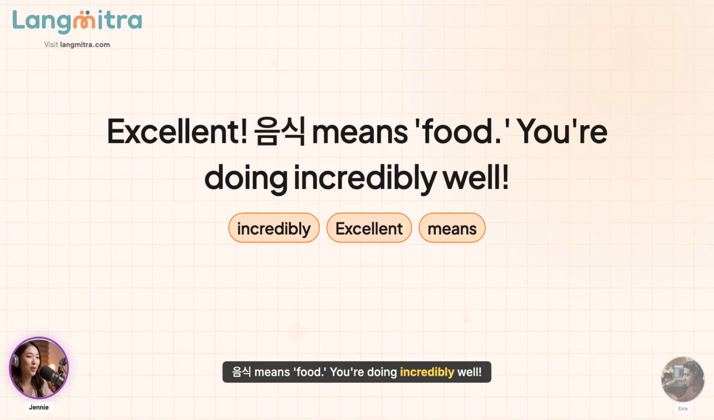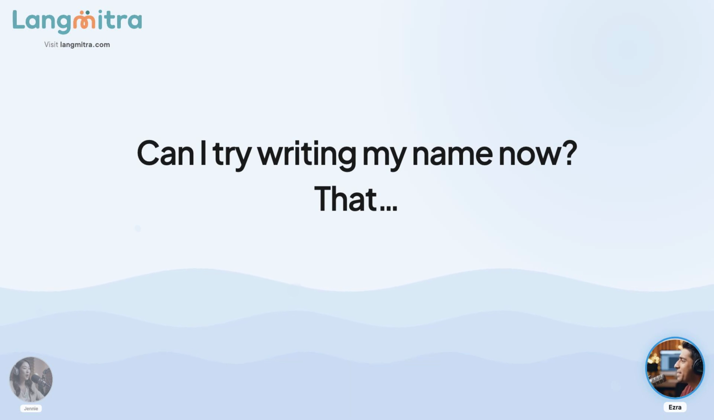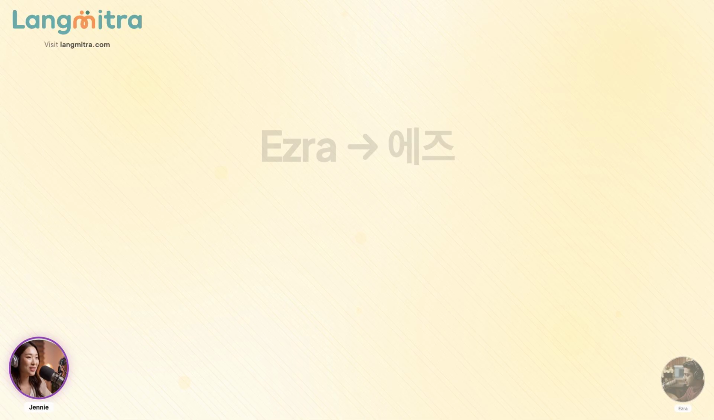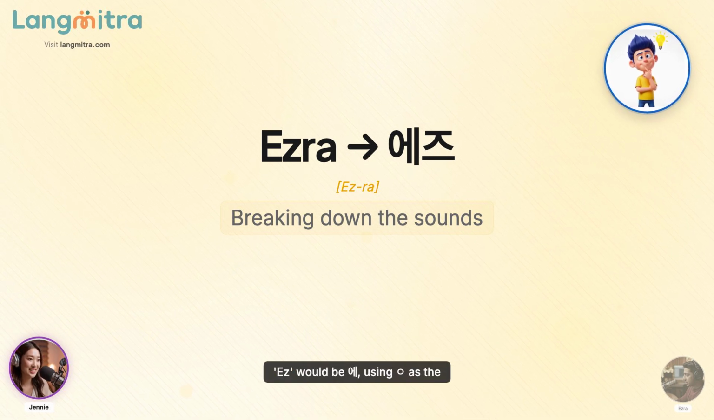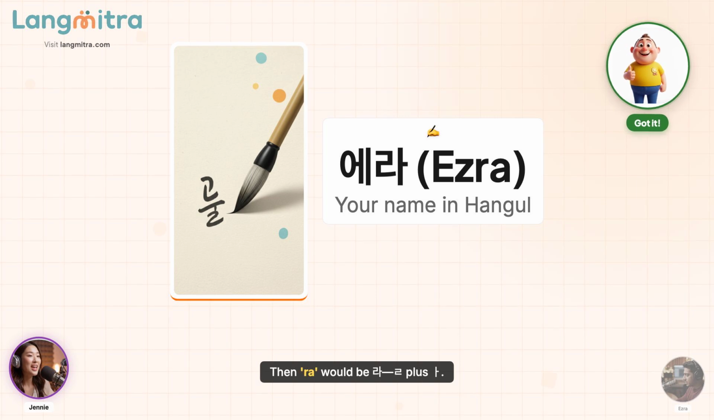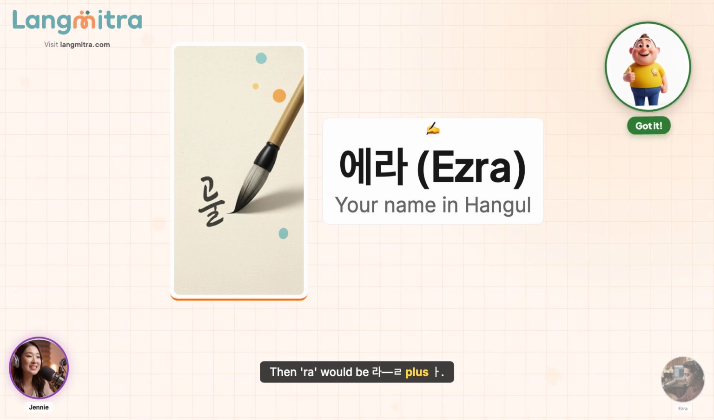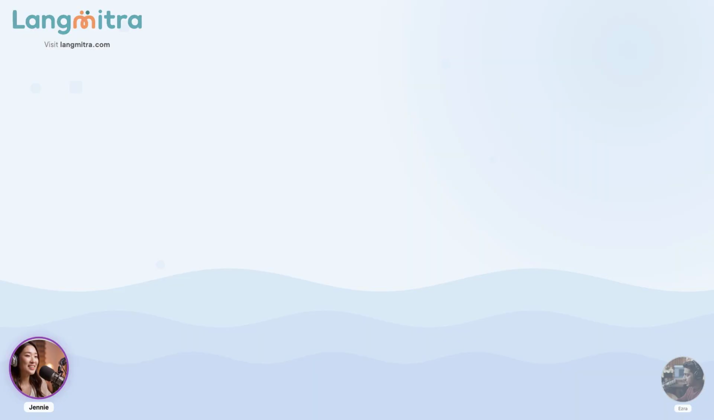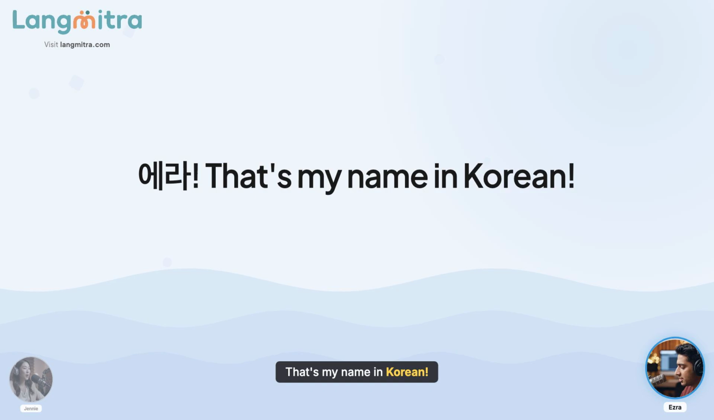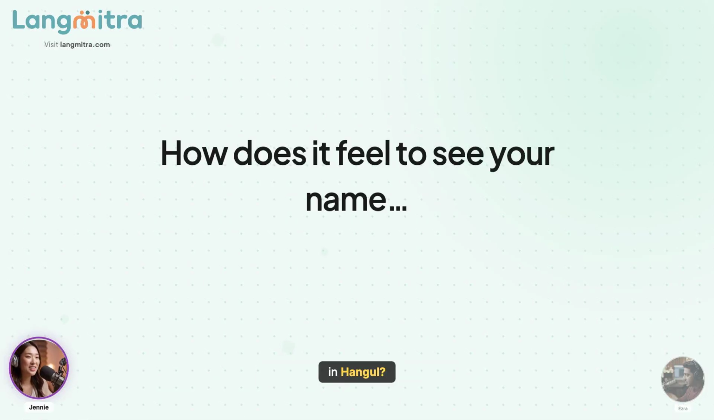You're doing incredibly well. Can I try writing my name now? That was one of our goals. Absolutely. So Ezra, let's break it down by sound. Ez would be e, using ng as the silent initial plus the vowel e. Then ra would be ra, r plus a. So your name in Korean is Ezra, or simplified as Era. Era, that's my name in Korean. How does it feel to see your name in Hangul?